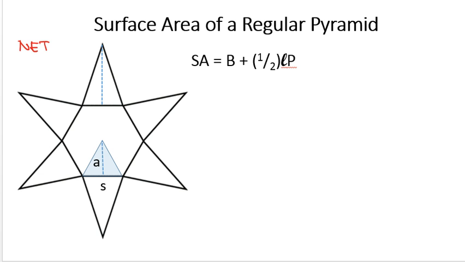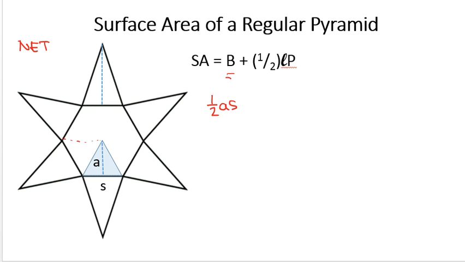The area of this figure would be the area of the base, and to find the area of the base, which is B, you would divide that base into triangles. Each of the triangles has an altitude, or an apothem, of A and a base, the side length S. So the area of each of these triangles would be 1/2 A times S, multiplied by the number of triangles you have, and you have the area of the base.